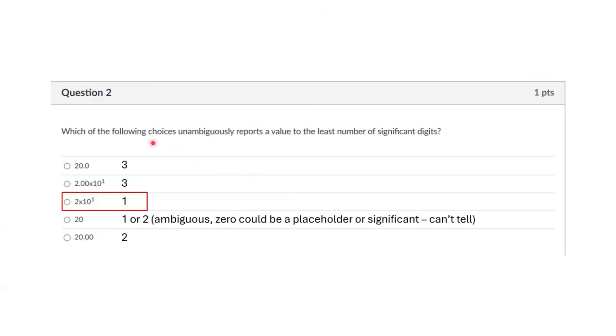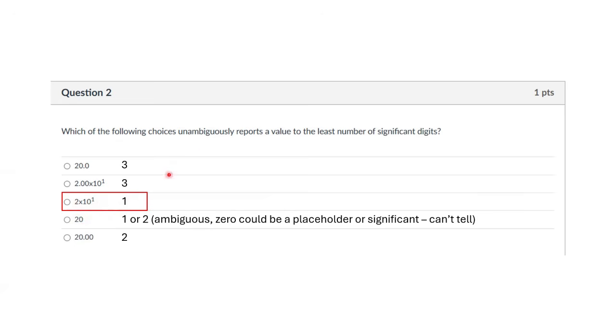Question 2. Which of the following choices unambiguously reports a value to the least number of significant digits? 20.0, there's only one reason to include that trailing 0, and that's that it is significant, so that would have 3 significant figures. Same thing with 2.00 times 10 to the first. You would only include those 2 additional zeros if they were significant. They are not placeholders, for example. So that would be 3 significant figures. 2 times 10 to the first, there's only one significant digit there, just 2.